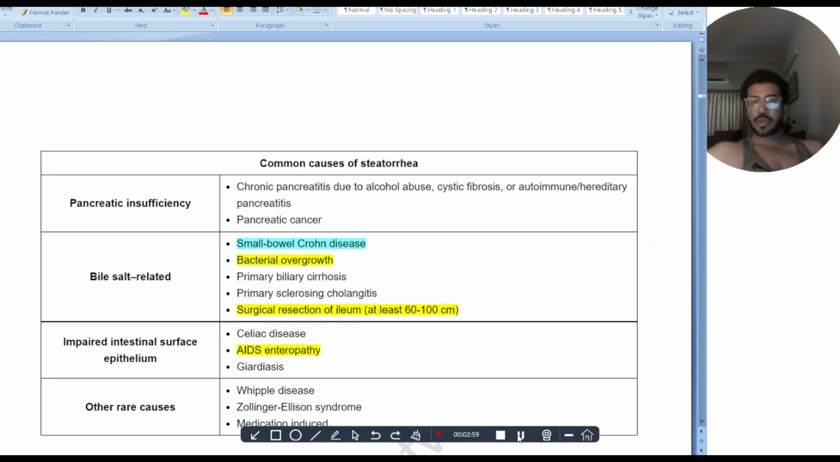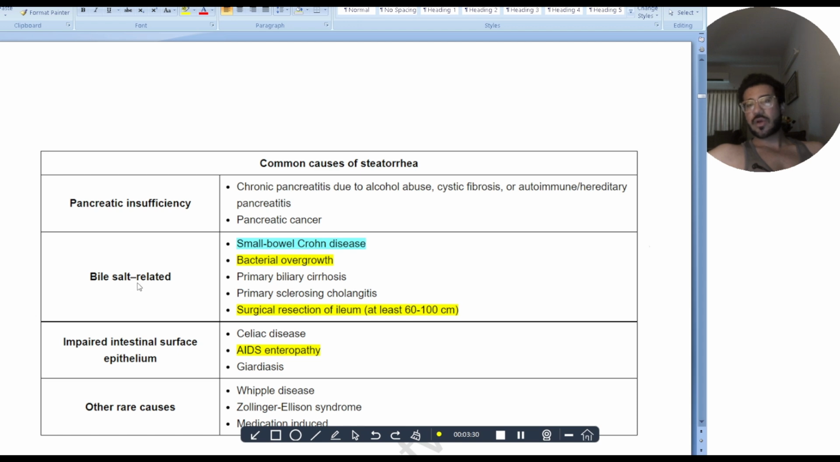How? Bacterial overgrowth in the small bowel causes deconjugation of the bile salts. So the bile salts, when released from the liver, are conjugated, and bacterial overgrowth results in deconjugation of the bile salts. So the bile salts are rendered ineffective, and since their function is to aid in the absorption of fat, that cannot happen anymore. So this results in steatorrhea.